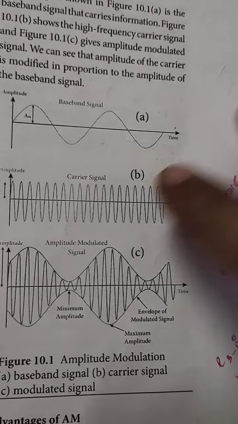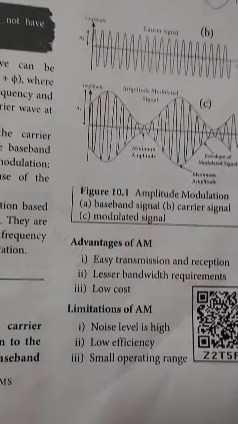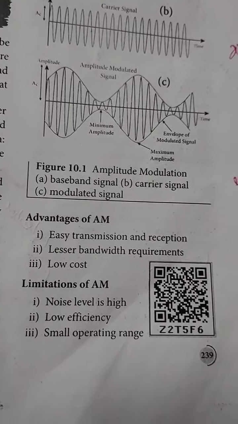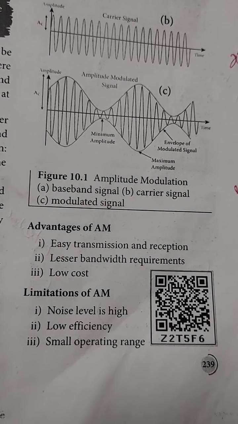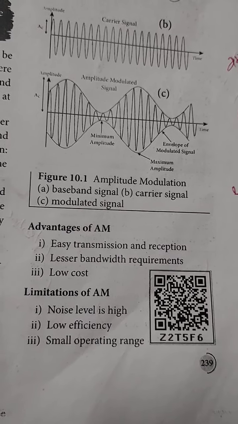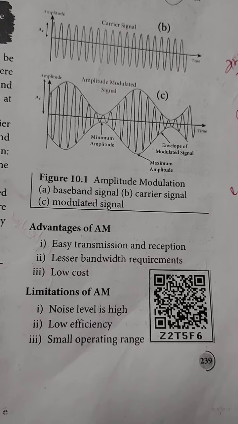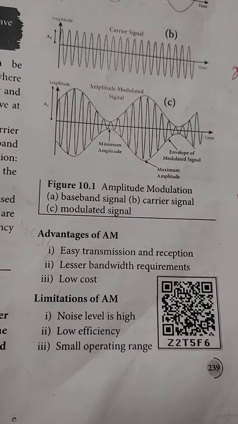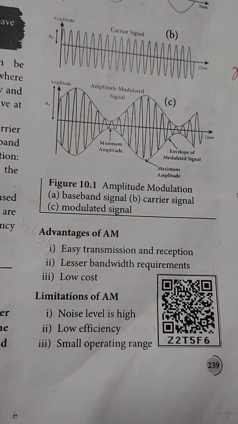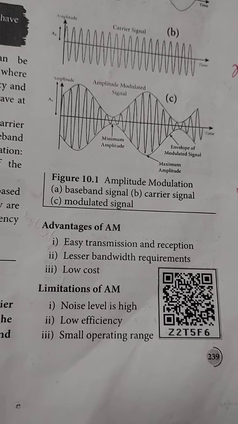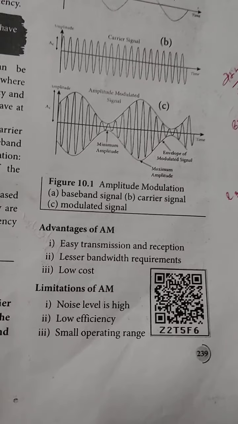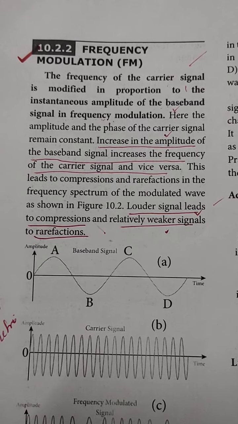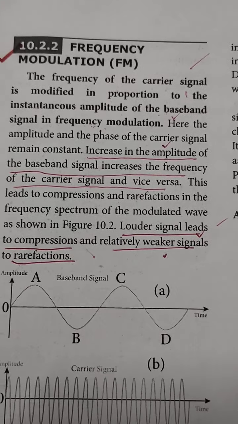Okay. And then next, advantages of amplitude modulation. Here, the transmission and reception is very easy, lesser bandwidth requirements and low cost. And limitations of amplitude modulation: noise level is high and low efficiency, and finally small operating range. And second modulation, frequency modulation.